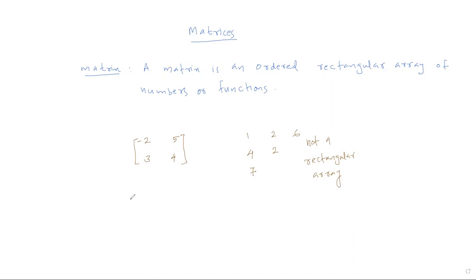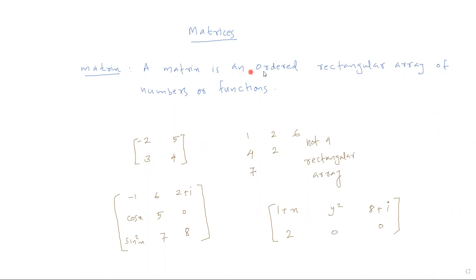These kinds of things, like another example: -1, 6, 2 plus i, it can be anything, complex numbers, or cos x, 5, 0, sine square x, 7, 8. See, this is a rectangular arrangement, right? Or 1 plus x, y square, 8 plus i, 2, 0, 0. You can say this is another rectangular arrangement. So these are all rectangular arrangements of numbers or functions. We will say this is a matrix.